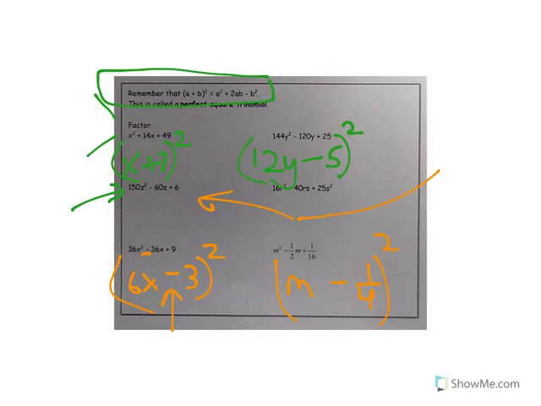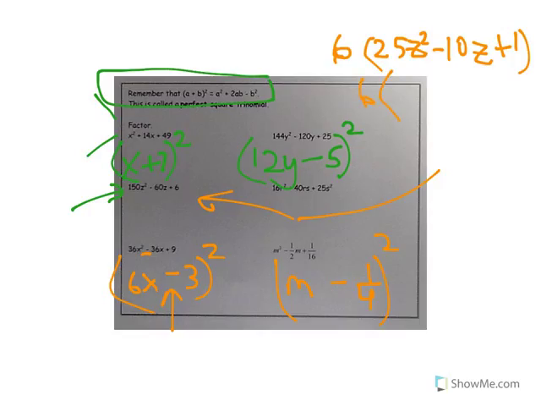Let's come back to this one though. I'm actually going to pull this over here: 150z squared minus 60z plus 6. Now 150 is not a perfect square, neither is 6. But if I divide this whole thing by 6, I'm going to end up with 6 on the outside, and then 25z squared minus 10z plus 1. When I multiply it out, I'm going to end up with the original.